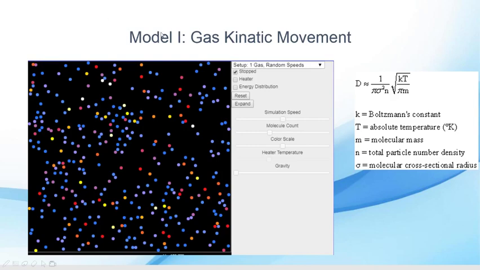Module one, gas kinetic movement, is based on the ideal gas law. Each particle represents a gas molecule. They move, sort of randomly, based on the behavior of Brownian movement. Here, the capital D represents the diffusion coefficient. It is calculated based on those parameters. Some parameters are preset in the program, and some data are provided by the user.